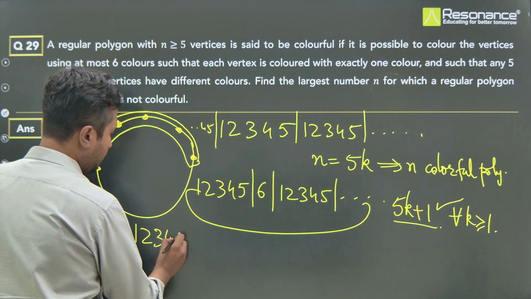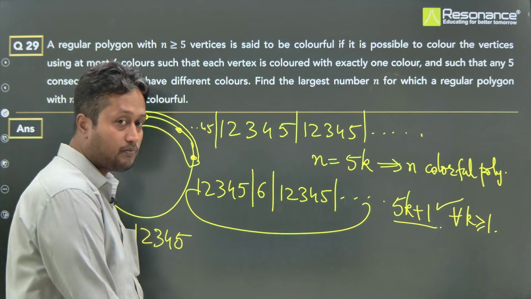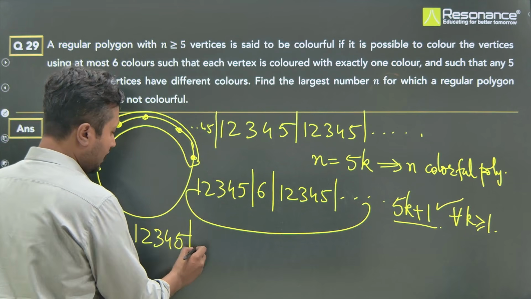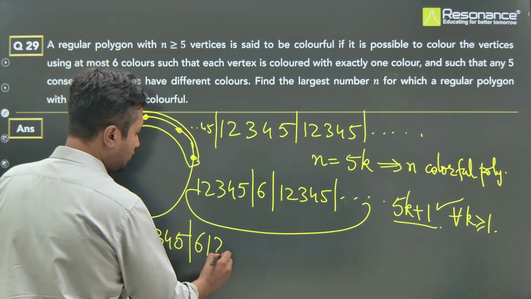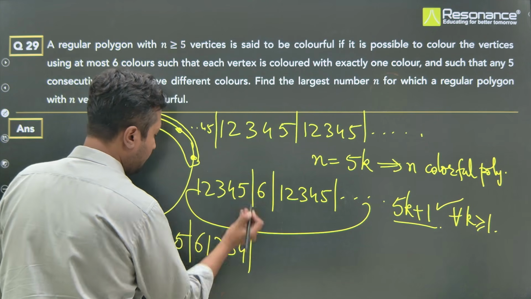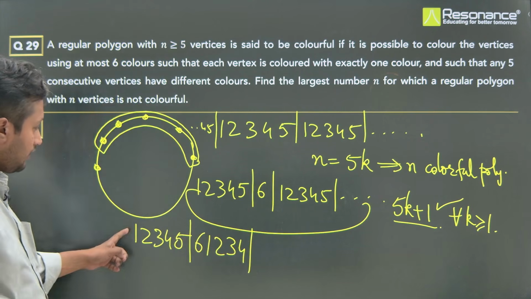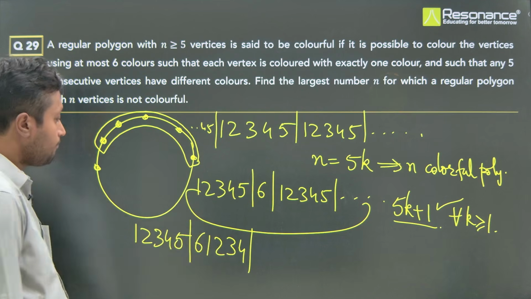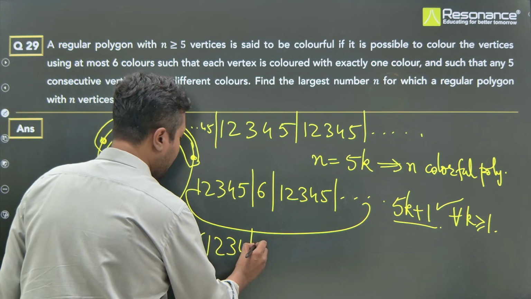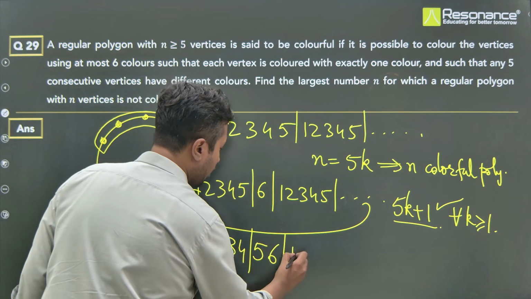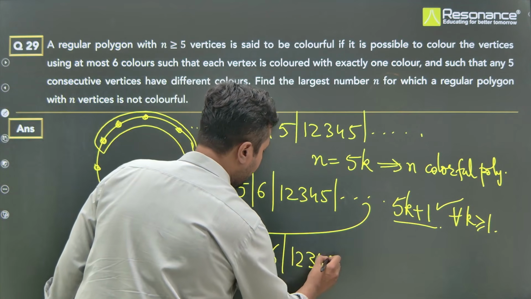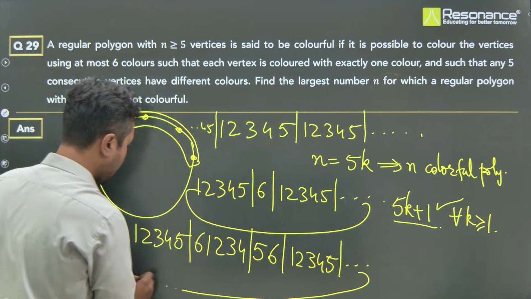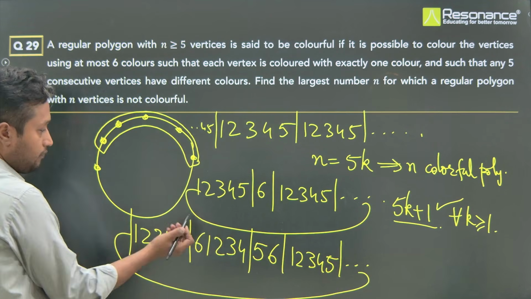Now let's try out 5k plus 2 and things like that. This one I could do like 6, 1, 2, 3, 4. That's 1, 2, 3, 4, 5. 6, 1, 2, 3, 4. And then I can put 5 and 6 and then go on with 1, 2, 3, 4, 5. Right? Those are complete blocks. It will chain back to this thing.